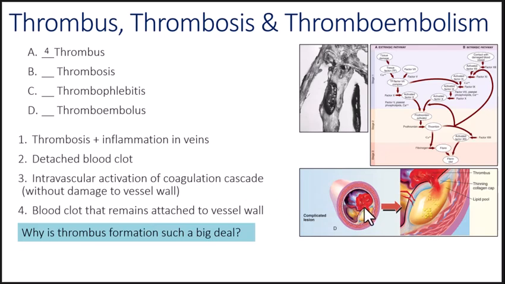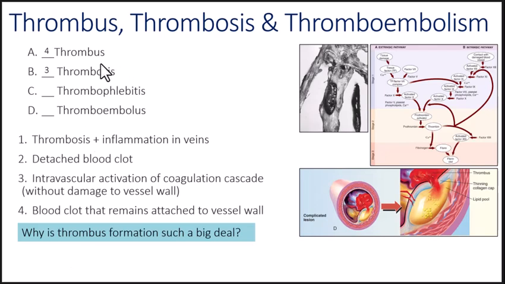And a thrombus can form anywhere throughout our vascular system. Where this can become a concern is if it gets large enough that it completely blocks the lumen, or if it dislodges and travels downstream.